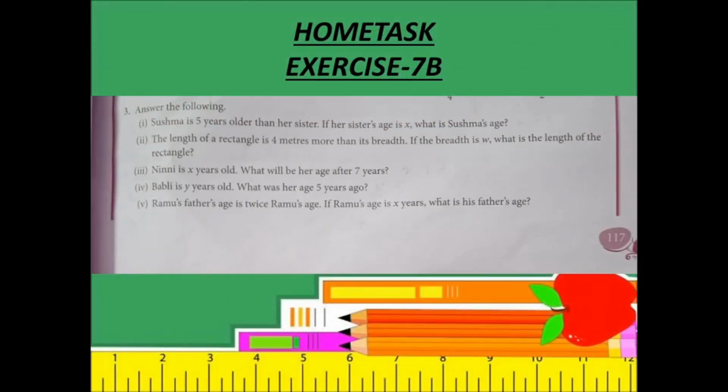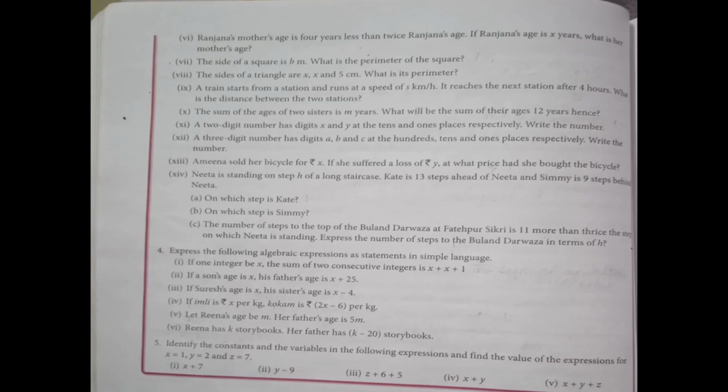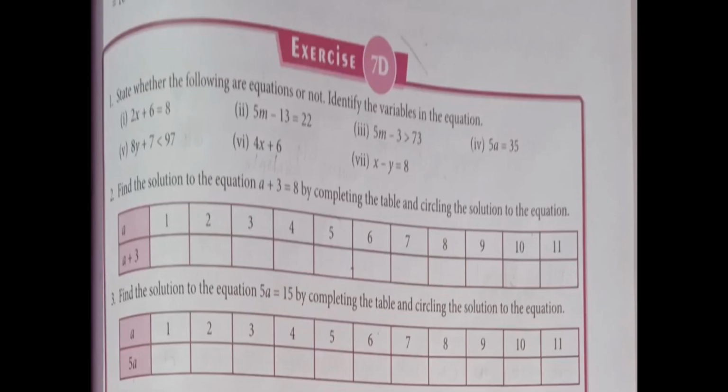Now students, pause your video and note down your home task. In your home task you have to do question number 3 of exercise 7B, question number 4 remaining parts, and question number 5. And you have to do question number 1 remaining parts of exercise 7D, question number 2 and question number 3.